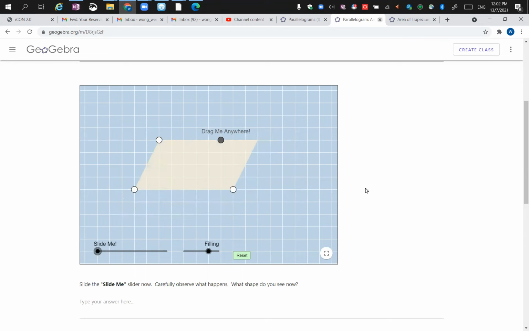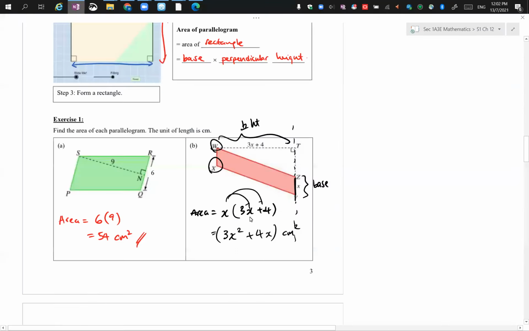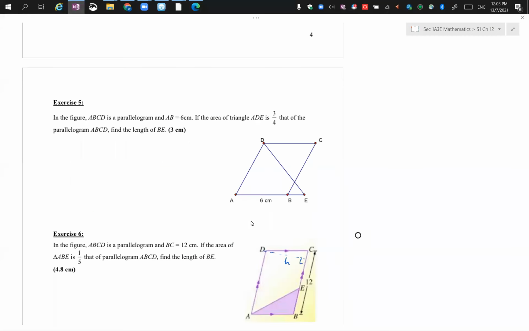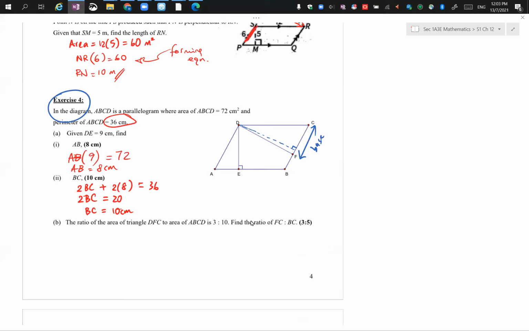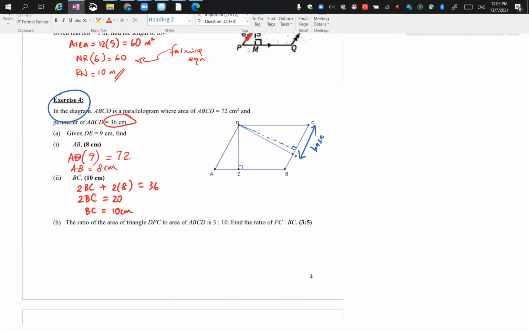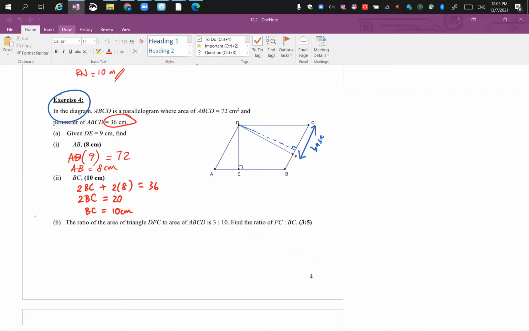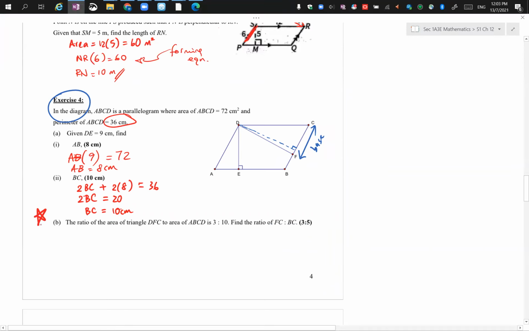Yesterday we stopped at this question, exercise 4, where we talk about the ratio of the area of triangle DFC to the area of ABCD, 3:10. So find the ratio of the sides. Now in your notes, I want you to put a star beside this question, and we will see more of this, because this is another favorite concept that we like to test you on.